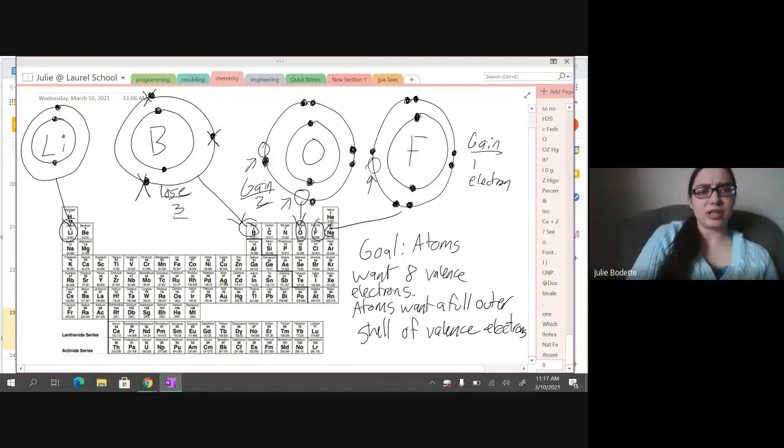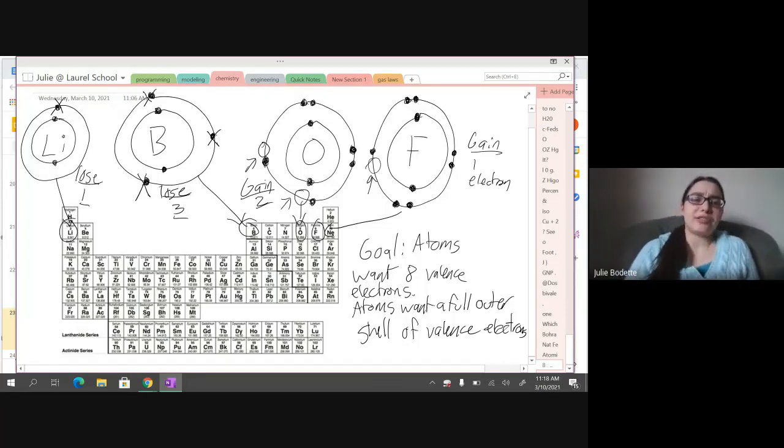And lithium right here. We could try and give it some more electrons. We could go 1, 2, 3, 4, 5, 6, 7. We could try and give it 7 more, but it really doesn't want to do that. So what it wants to do is lose this 1 electron. Then the next shell in becomes the outer shell, which is full. So it wants to lose 1.